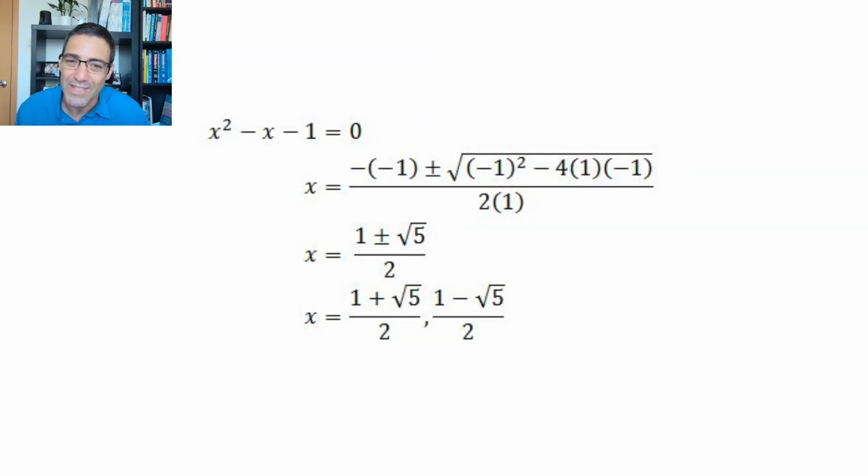Root 5 is 2.236, and if you add 1 to this, you get 3.236, and if you divide that by 2, you get your 1.618, which is phi. And let's go back to the video.